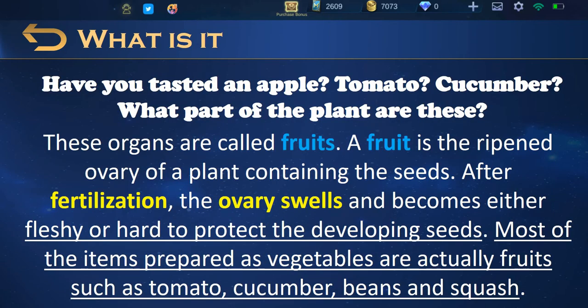Have you tasted an apple? Tomato? Cucumber? What part of the plant are these? These organs are called fruits. A fruit is defined as the ripened ovary of a plant containing the seeds. After fertilization, the ovary swells and becomes either fleshy or hard to protect the developing seeds. Most of the items prepared as vegetables are actually fruits, such as tomato, cucumber, beans, and squash.